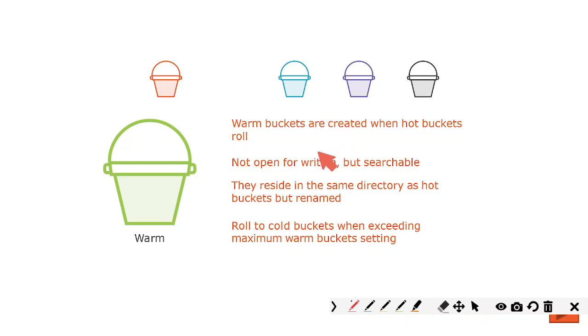The warm buckets are created when, as we already know from the hot bucket, the data gets rolled to the warm bucket. And as I have shown you, by the default settings you have 300 concurrent buckets, which are nothing but the warm buckets. The important thing to note here is that all the data that resides in the warm bucket is searchable, but these warm buckets are not open for writing. That is only for reading the data. So that is something very, very important.